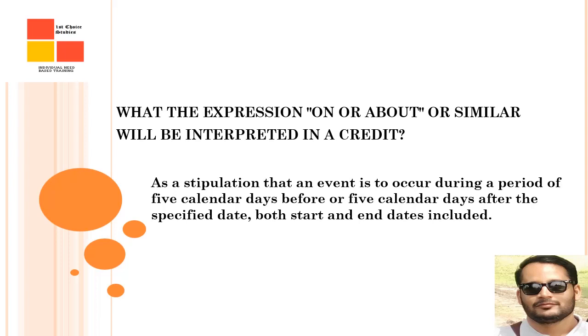How will the expression "on or about" or similar be interpreted in a credit? Answer: as a stipulation that an event is to occur during a period of 5 calendar days before or 5 calendar days after the specified date, both start and end dates included.